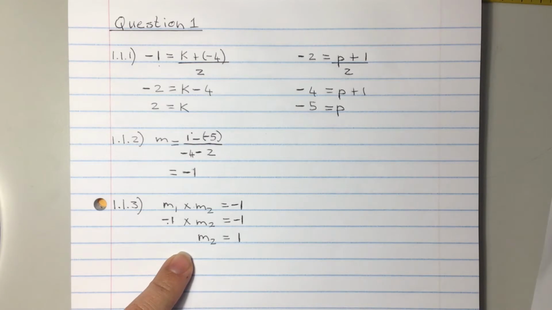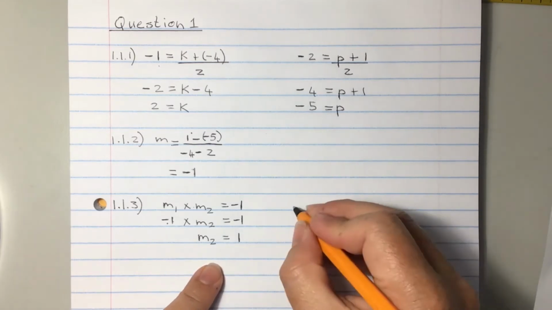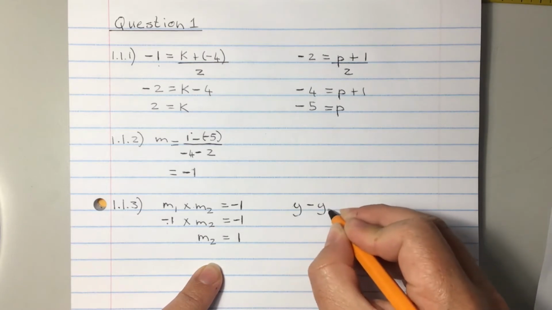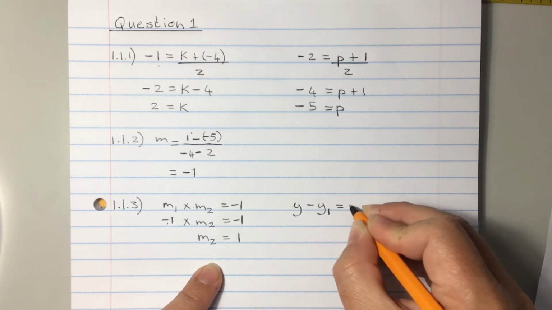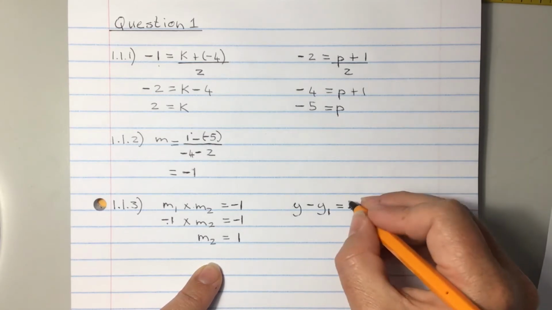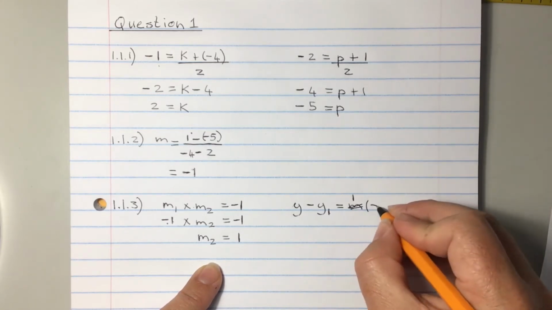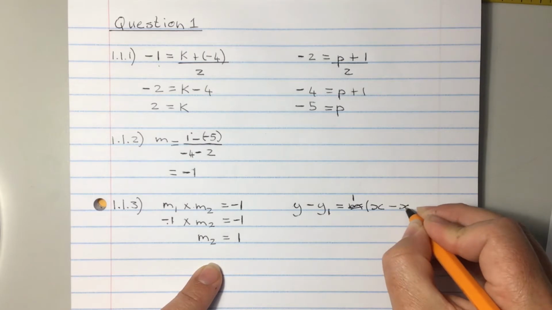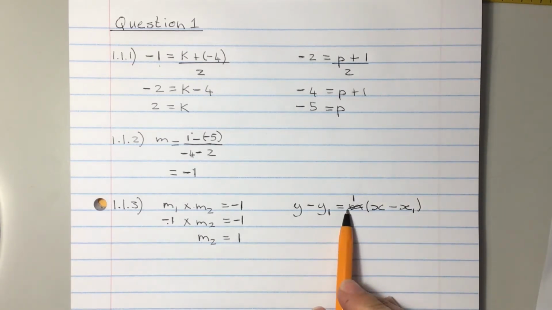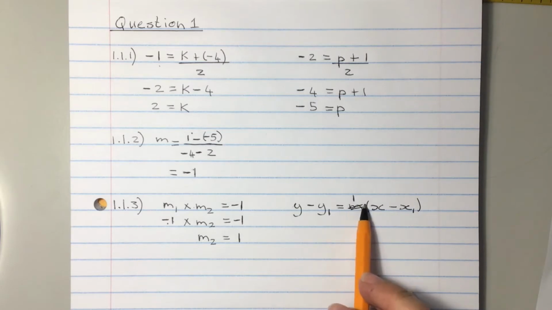But that's only the gradient of our line. And what you can do is you can substitute it in. So y minus y1 is equal to the gradient times x minus x1. Instead of gradient, I'm going to write 1, x minus x1. Please try not to write over other numbers. Rather cross out a mistake and write the number above it.